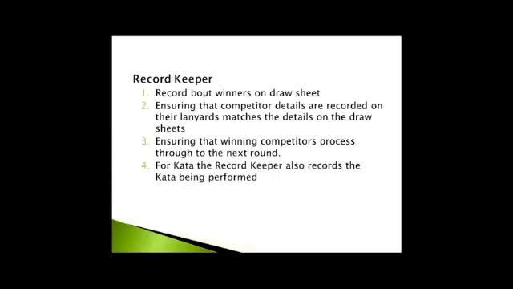For kata, the record keeper also keeps track of the kata being performed. So for kata, not so much for the development divisions, but for the elite divisions, we'll have a list of kata, and the athletes will have to pick from that list what kata they're going to do. We'll write down the number on the draw sheet and make sure that the kata being done in the match is the same as what's on the draw sheet, because if they don't do that, the athlete can be disqualified.